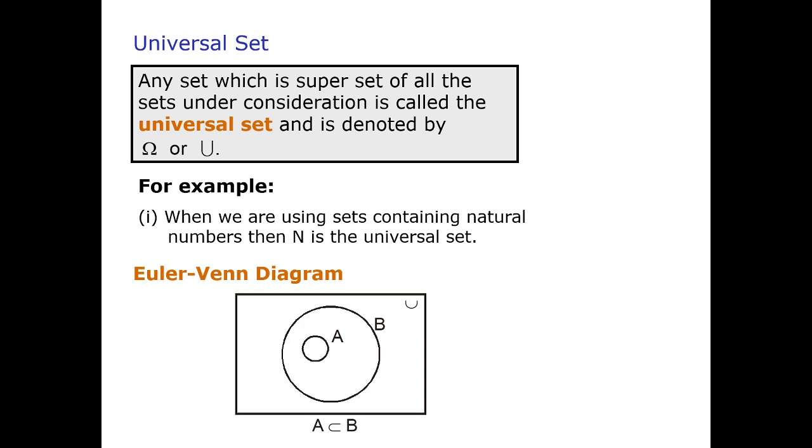So in the Venn diagram, the rectangle indicates what we call the universal set. Then these circles are nothing but the sets. It is a Venn diagram of A is a subset of B.